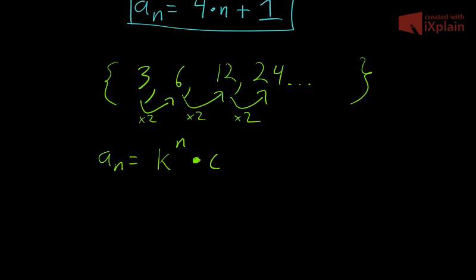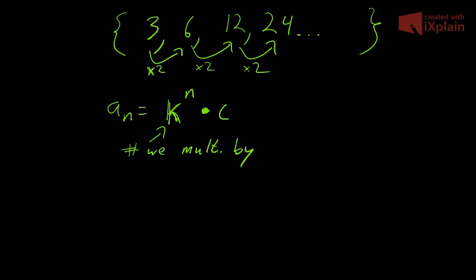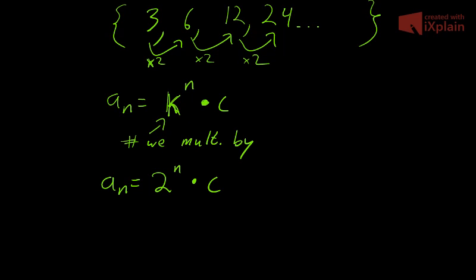So last time, k was the number that we added by every time. For geometric series, it's going to be the number that we multiply. So this time we're multiplying by 2. So k is going to be the number we multiply by. If I'm multiplying by 2 every time, that means a sub n equals 2 to the n times c. So my number is going to be 2 to the n times c. I have to figure out what corrections I have to make.